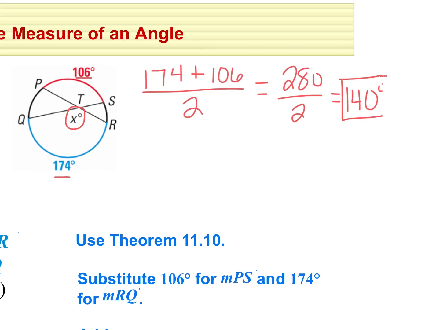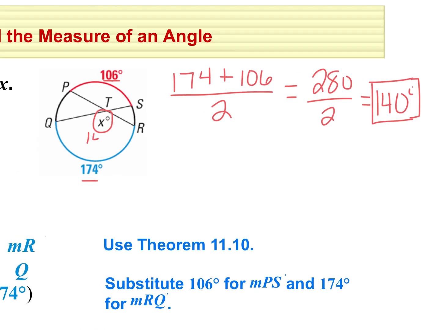Now, I want to ask you something. We said that value is supposed to be in the middle of those two arcs. Does it make sense for this value to be 140? Is it in between 174 and 106? Yes.